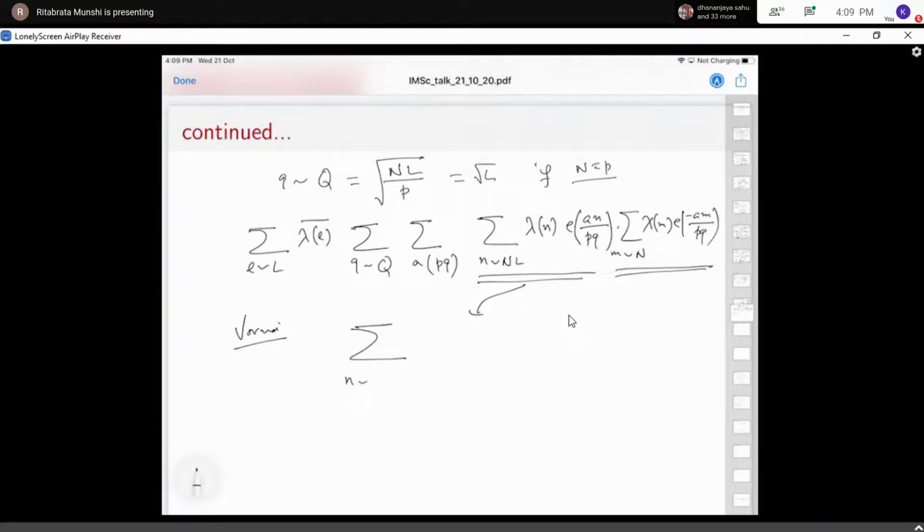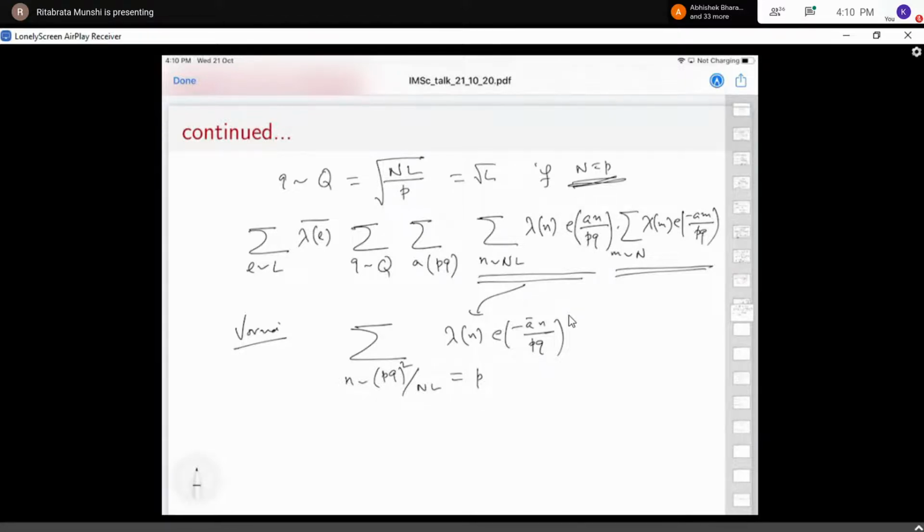So the dual is PQ squared by NL. Maybe I'll just keep it like that. This is actually becoming of size P if I'm using this. And then I have a lambda n, e of minus a bar n by PQ. This remains the same, the Voronoi.